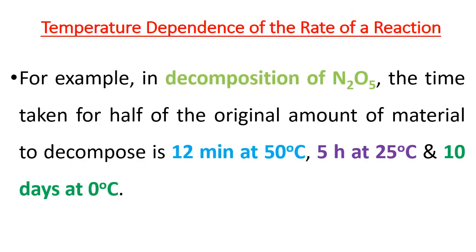For example, in the decomposition of nitrogen pentoxide, the time taken for half of the original amount of material to decompose is 12 minutes at 50 degrees Celsius, 5 hours at 25 degrees Celsius, and 10 days at 0 degrees Celsius. That means, as temperature decreases, the time taken for the decomposition of N2O5 to half of its original amount will increase.